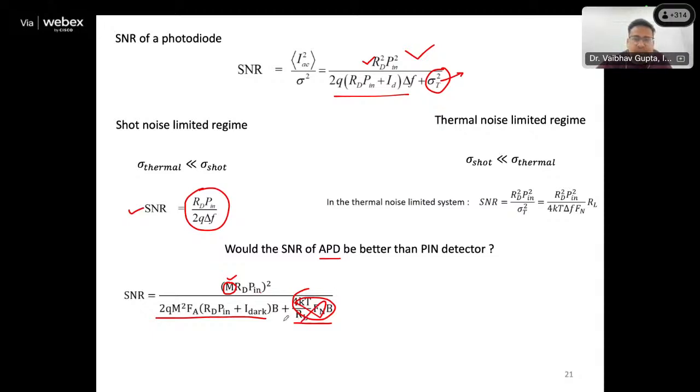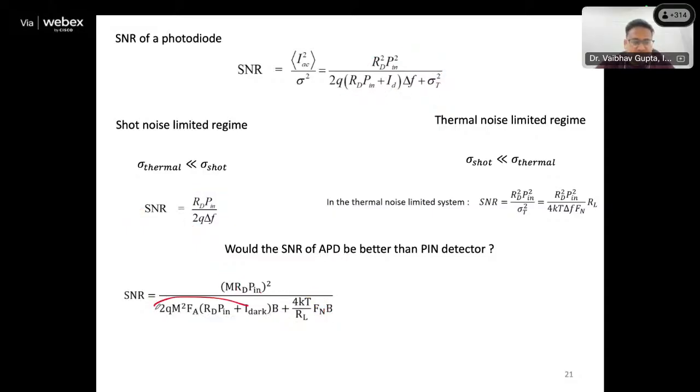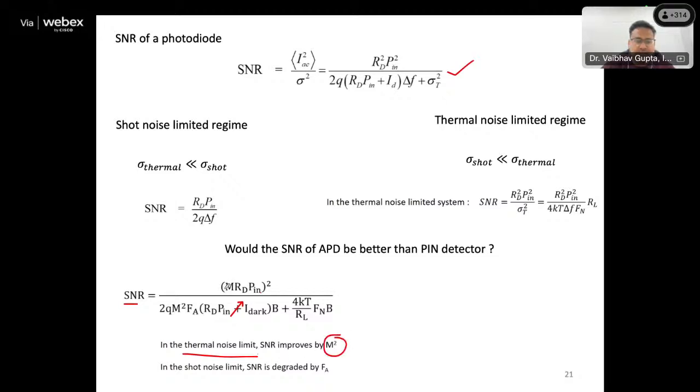And if your system is dominated by thermal noise, meaning thermal noise is high, then you have to reduce this number. So let's try to see each one of these one by one. Let's say your system is in the thermal noise limited case, meaning this noise is going to zero. So this is the noise which is creating the actual problem. And if you now try to calculate the SNR as compared to this, your system is improved by m square, right? Because this m square is an extra term here as compared to this.